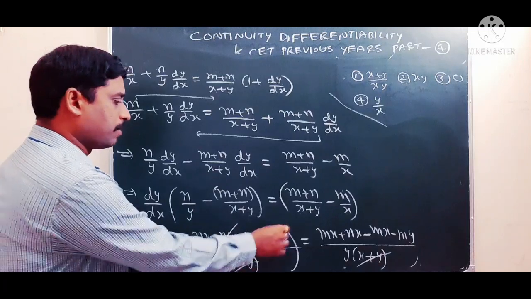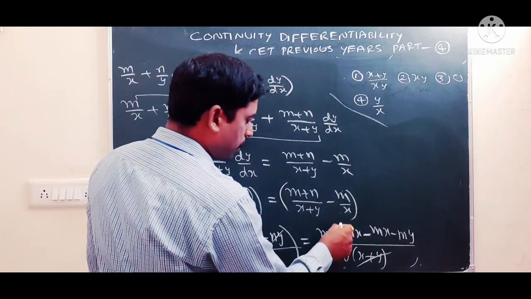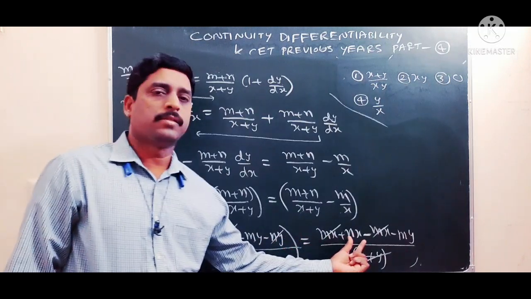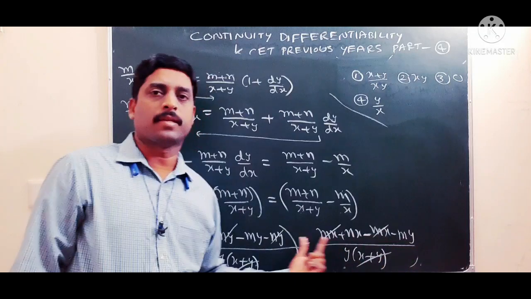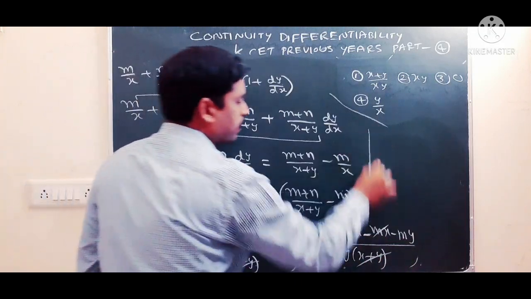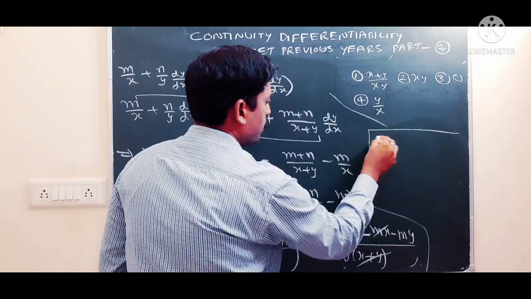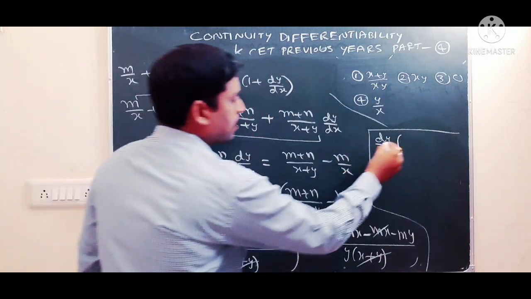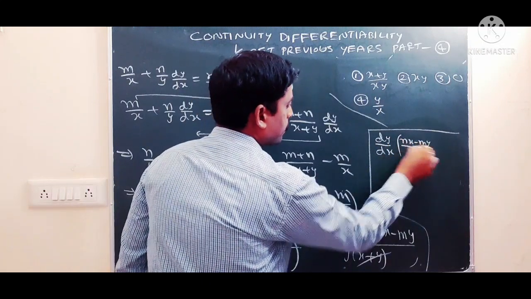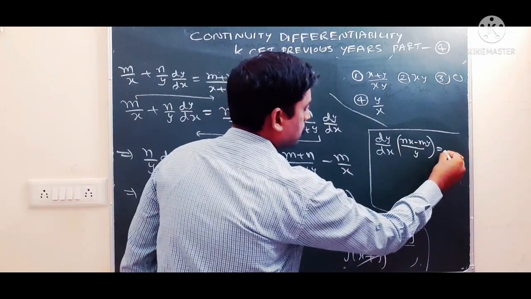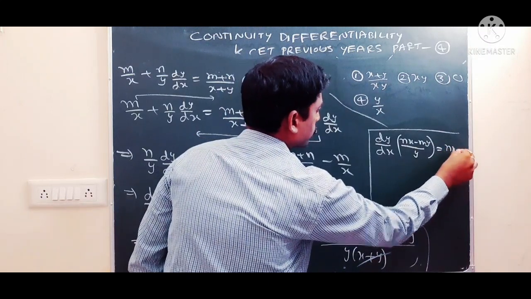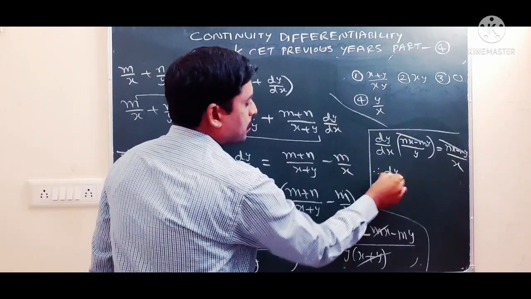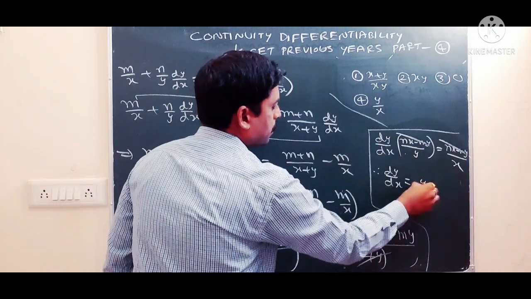Both sides, x plus y gets cancelled. On the left side the ny term gets cancelled, as well as on the right side the mx term gets cancelled. Nx minus my, this is also nx minus my. Nx minus my also gets cancelled. Therefore dy by dx into (nx minus my) by y is equal to, on the right side also the same, (nx minus my) by x. Nx minus my gets cancelled. Therefore, dy by dx is equal to y by x.